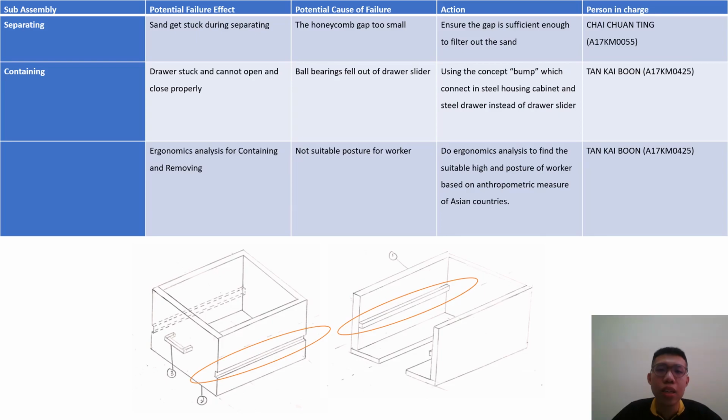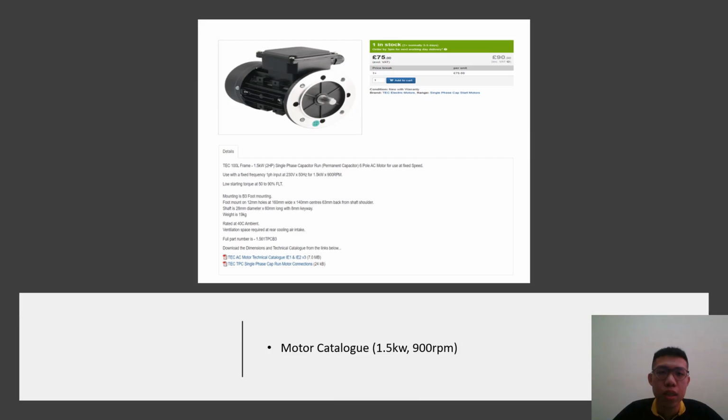Last but not least, the ergonomic analysis for the removing part will be discussed later, as it needs the user to pull out the drawer manually, which requires a suitable posture for the worker. In our beach cleaning machine, the motor power that we are going to use is 1.5 kW and the speed is 900 revolutions per minute. The function of this motor is to move the conveyor.